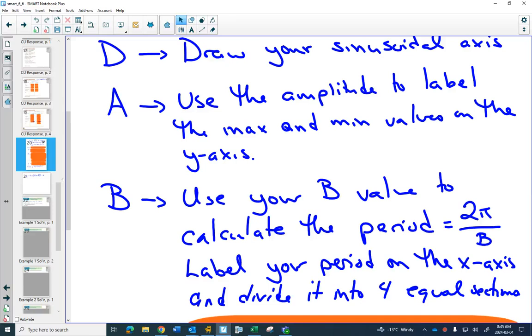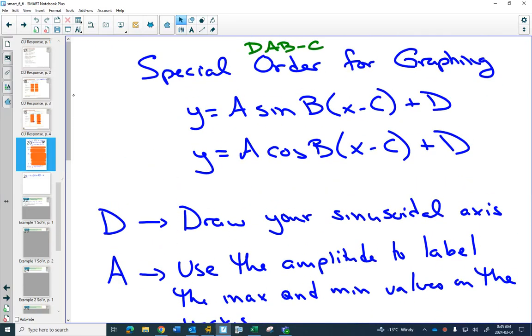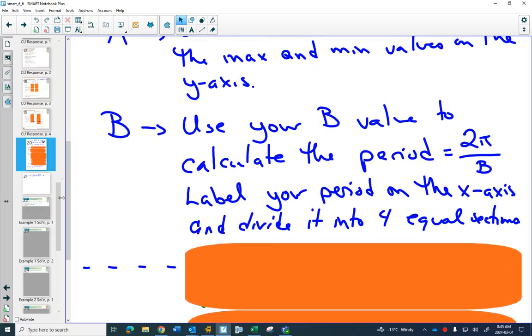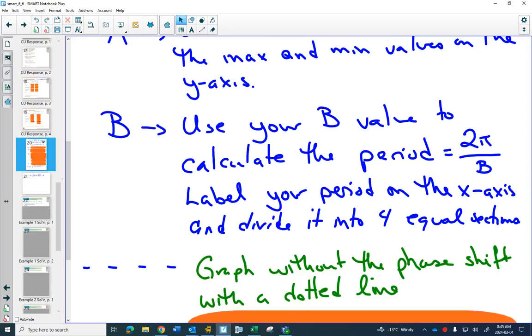Now I call the technique that we're going to use for graphing the shortcut, we wrote it at the top, I call it DAB-C, because it's easy to say. And the dash in the DAB-C actually represents something as well. The dash says, after you've done the DAB part, draw your graph without the phase shift, just with a dotted line. So the dash says, draw something with a dotted line.